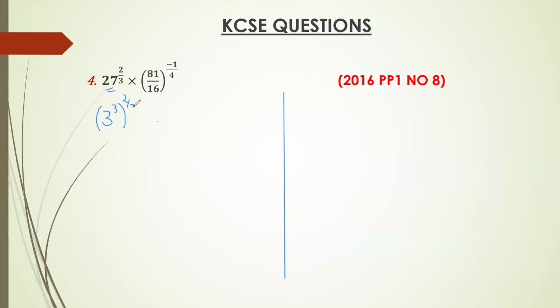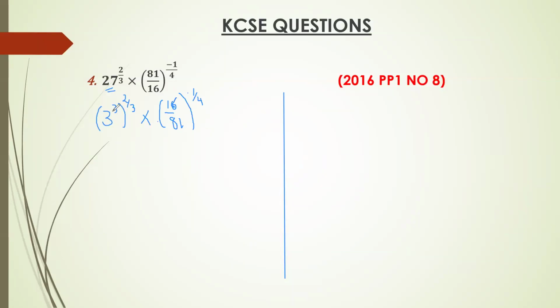Kumbuka kuna power nyingine hapa, 2 over 3 times, kumbuka hii ni negative a quarter, power negative a quarter. So hii 16 tapeleka juu na hii 81 tapeleka chini, ta reciprocate. Nimesema huwa reciprocates. Okay, so 16 over 81. Power ile indice ile power itakuwa ni positive. Once ushafanya reciprocation ama ushatafuta reciprocal ya hii, ile power itakuwa ni positive.